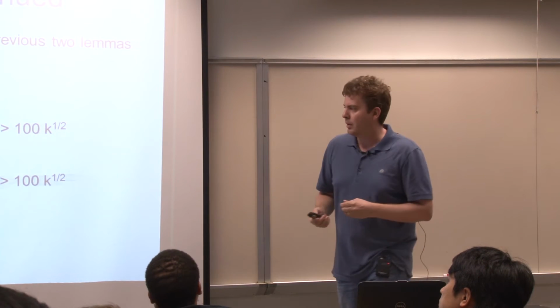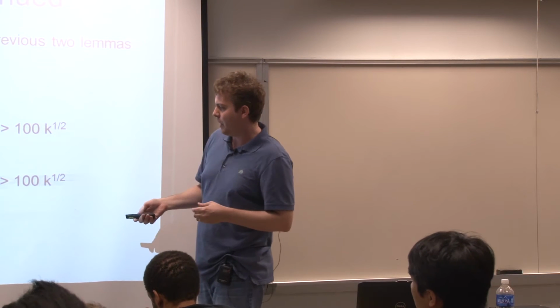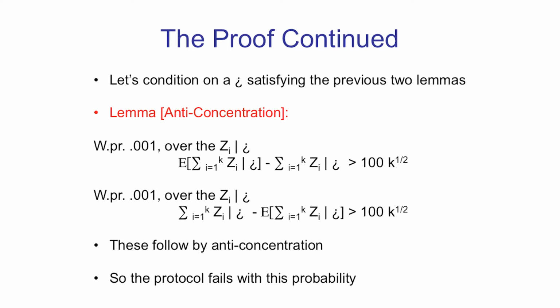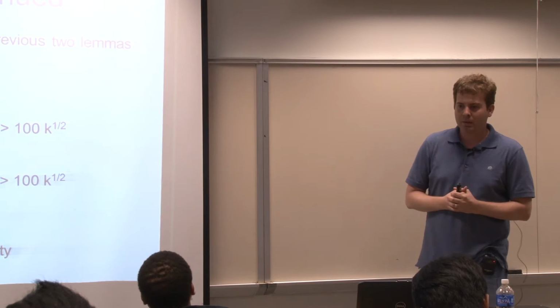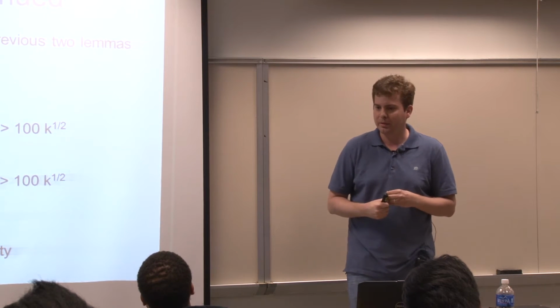Okay, so this means the protocol must err with this probability. So it's the probability of choosing a typical transcript, which is like at least 2/3 times this probability. So some small constant probability, the protocol just fails. Any questions?